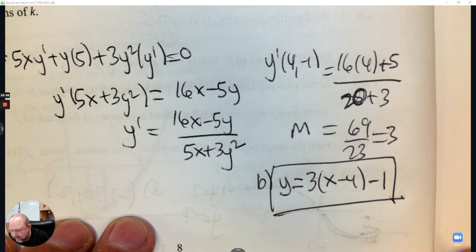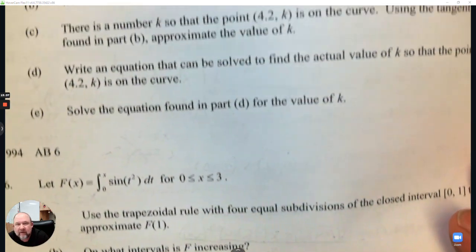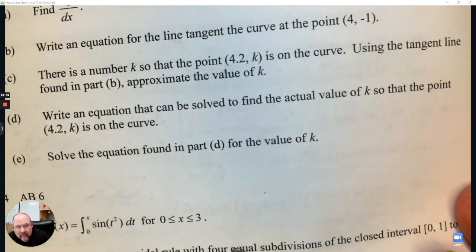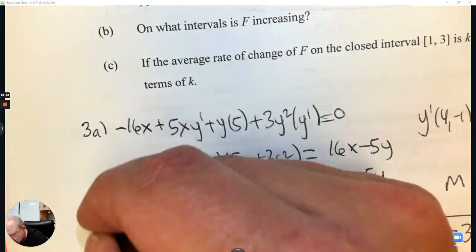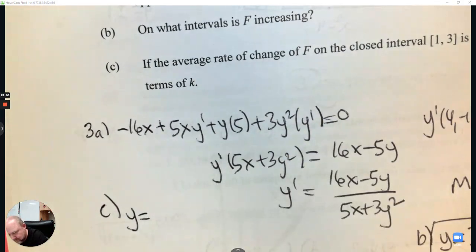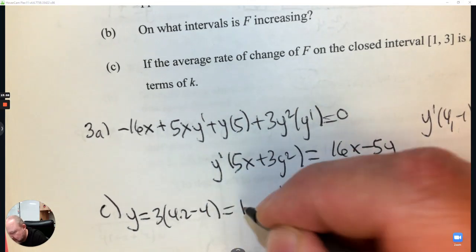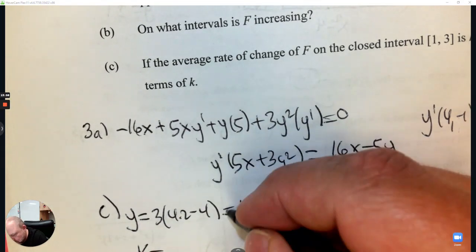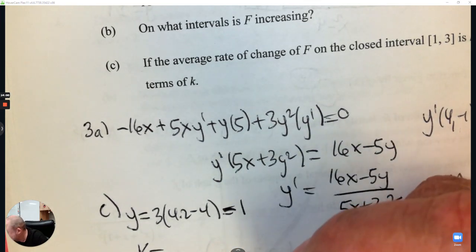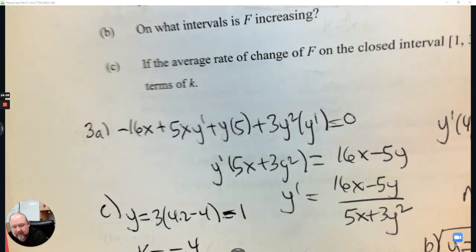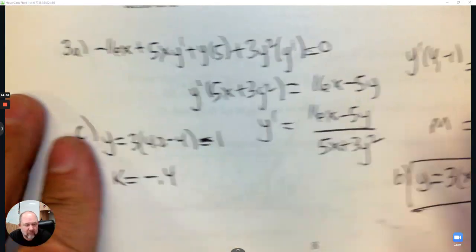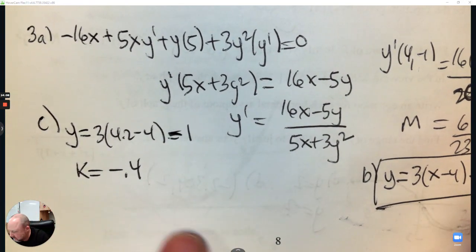Part C, there's a number k so that the point 4.2 and k is on the curve. Using the tangent line found in part B, approximate that value of k. So we're just going to plug 4.2 into the line to find what k equals. You can use a calculator, but that's minus 0.4, so just plug that in for x and then solve it.